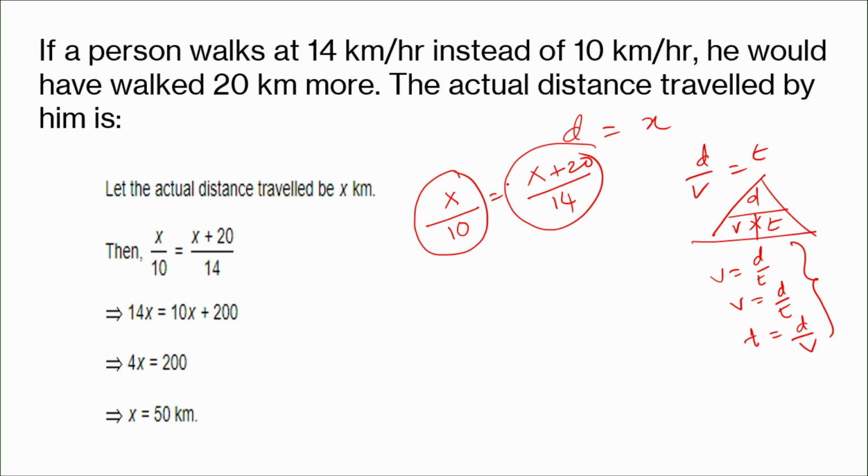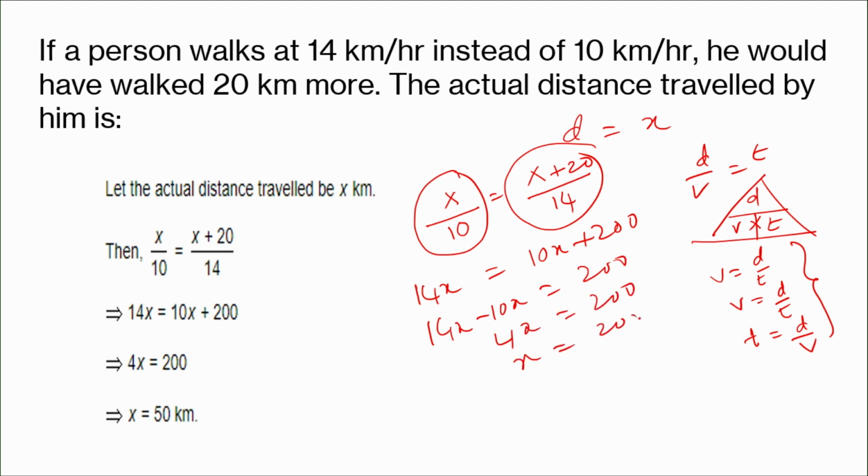Okay. So, when t is distance by speed, both are the same. x by 10 is equal to x plus 20 by 14, means now we can take a cross multiplication. 14 of x is 14x, 10 of x is 10x, 10 of 20 is 200. 14x minus 10x is equal to 200. So, 4x is equal to 200. So, x is equal to 200 by 4, 4 fifties are 200. So, x is equal to 50 kilometers.